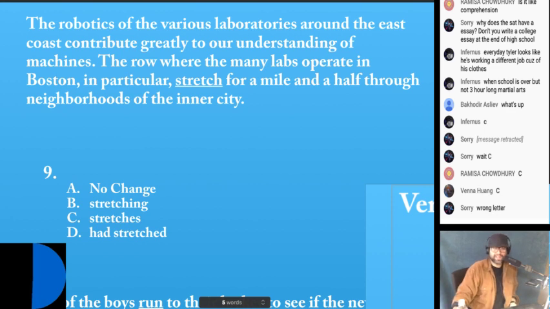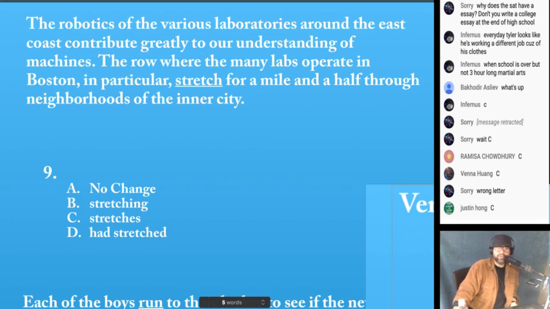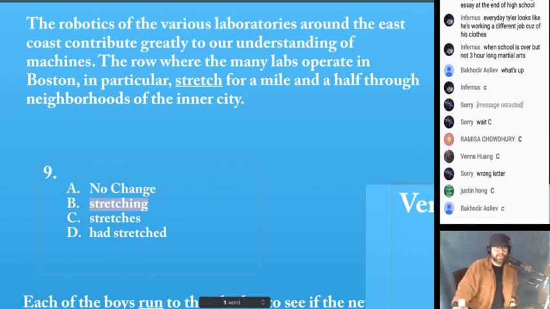So really, really great, guys. What I think you noticed is that, first and foremost, before we even get to what's underlined here, you go through the answer choices and realize they're all in different verb tenses. So we're looking for verbs, go through the checklist in your head. It needs to be in the right tense, it needs to match the number, and it needs to be parallel. The robotics of the various laboratories around the East Coast contribute, that's present tense. The row where the many labs operate, that's present tense. And so stretch, that's present tense. So check, we're good to go.